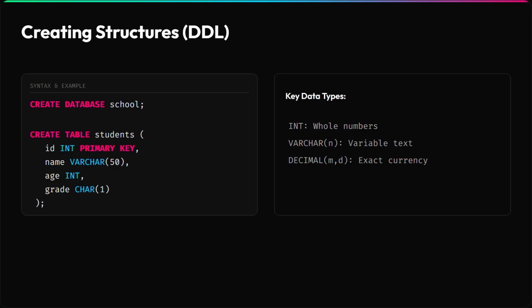Let's start with DDL. To store data, we first need a structure. Here is the syntax for create. We start by creating a database, then a table. Notice how we define data types for each column: int for numbers, varchar for variable length text, and char for fixed length codes. Defining these correctly is crucial for database optimization.